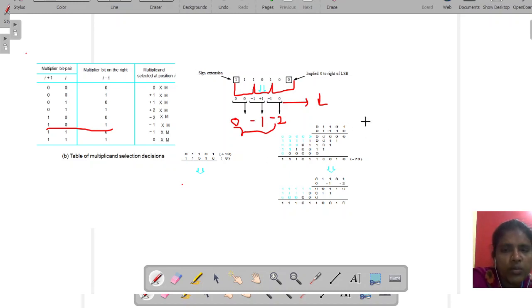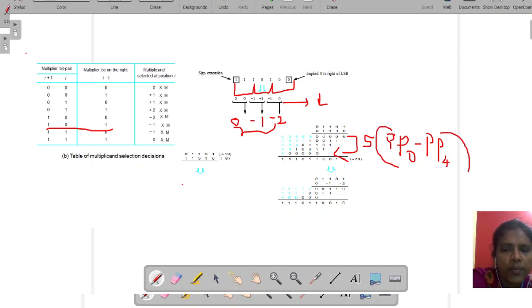Now originally, using the Booth algorithm, how many partial products were there? If you are doing 5-bit multiplication, 5 partial products were there: 0, 1, 2, 3, 4. PP stands for partial product. So PP0 to PP4, 5 partial products.